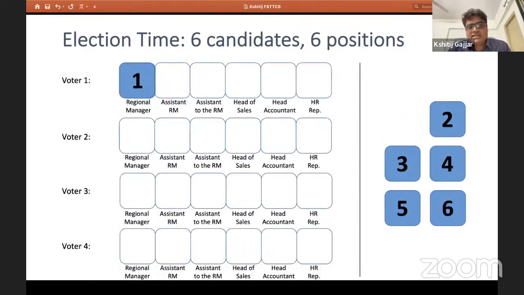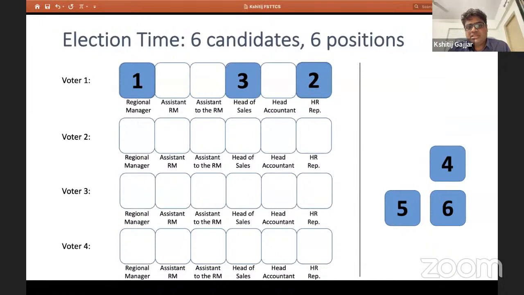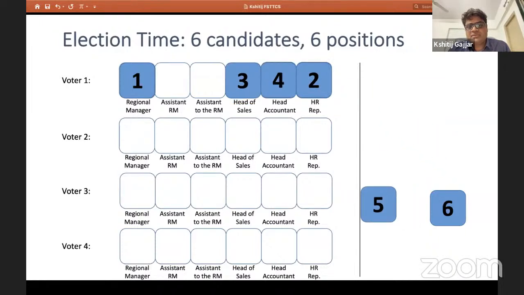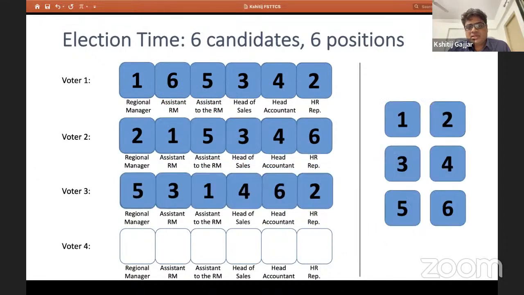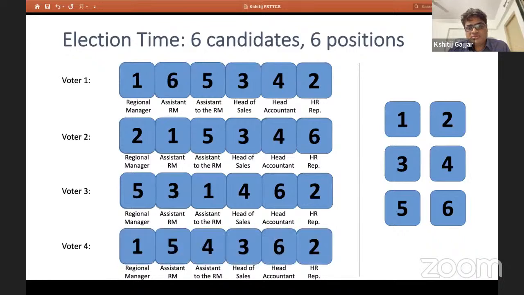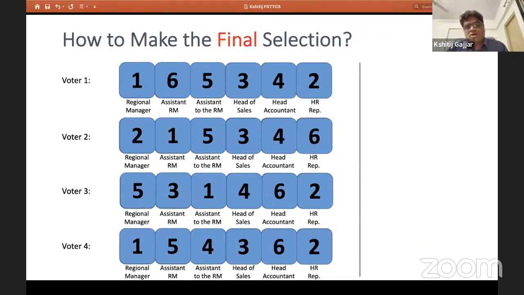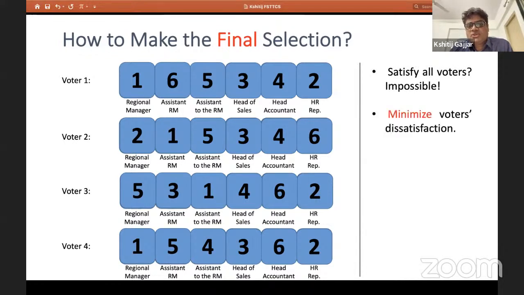Voter number 1 decides candidate 1 is fit for regional manager, 2 is for HR rep, 3 is for head of sales, and so on. Similarly, voter number 2 has their own choice. Similarly, you have voter number 3 and voter number 4. You want to make one final selection, and you have all these different choices. So how do you do it? It is obviously impossible to satisfy all the voters because you can only make one choice at the end. So you want to somehow minimize the dissatisfaction of the voters.